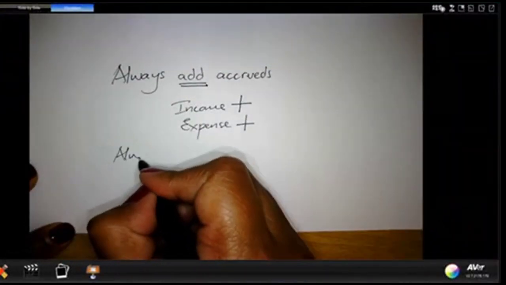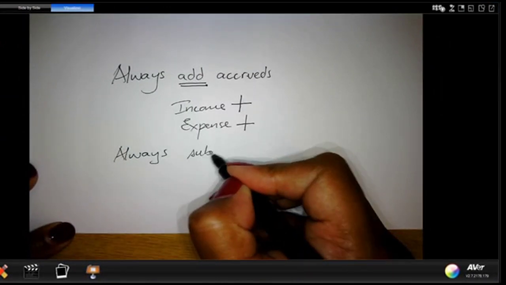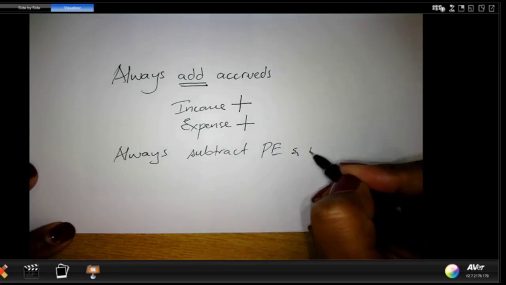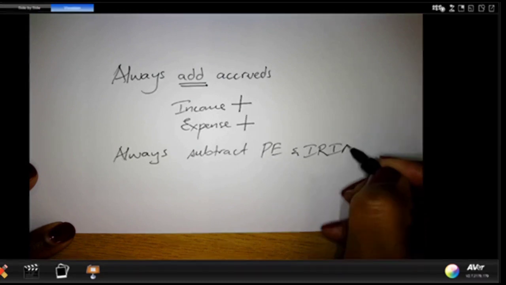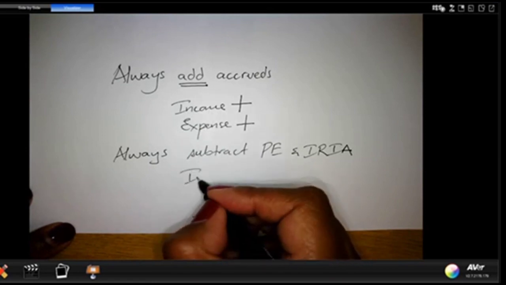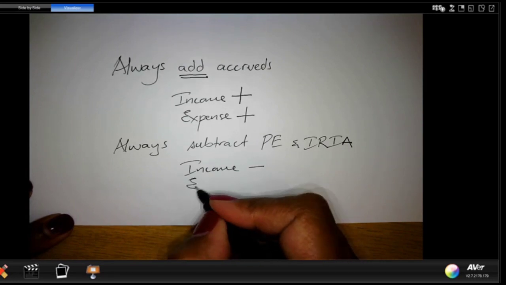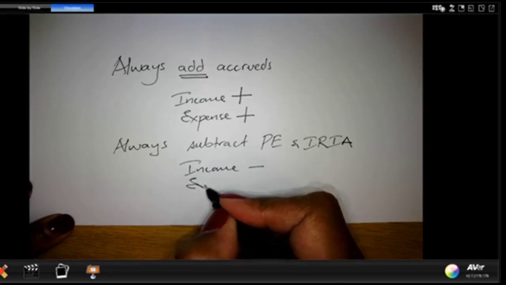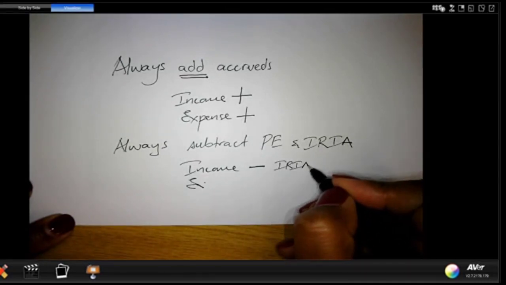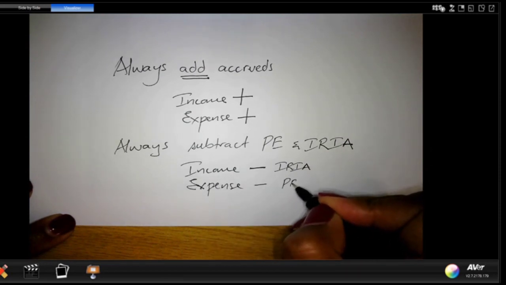And then it's always minus or subtract prepaid expense and income received in advance. So if you have an income in your pre-adjustment trial balance, I'm going to minus my income received in advance. And if I have an expense, I'm going to minus my prepaid expense.